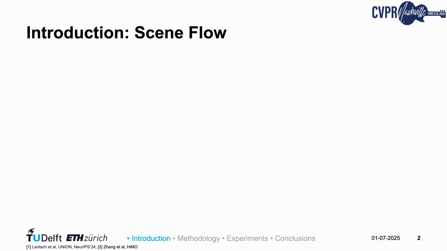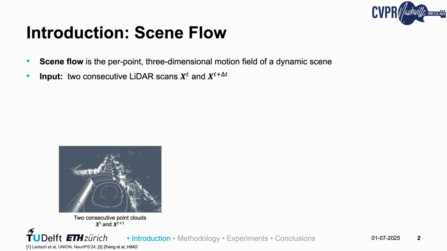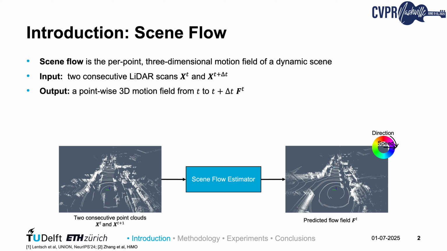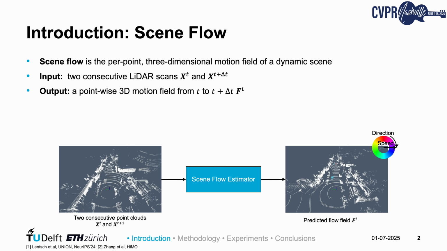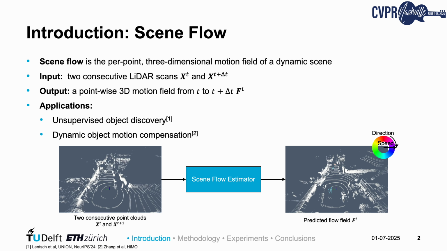What is scene flow? In the simplest terms, scene flow is the per-point, three-dimensional motion field of a dynamic scene, which tells us how each 3D point in a point cloud moves in space over time. So a scene flow estimator takes as input two adjacent frames of point clouds and outputs a per-point motion field. Scene flow estimation usually serves as a cornerstone for downstream perception tasks, such as unsupervised object discovery and dynamic object compensation.